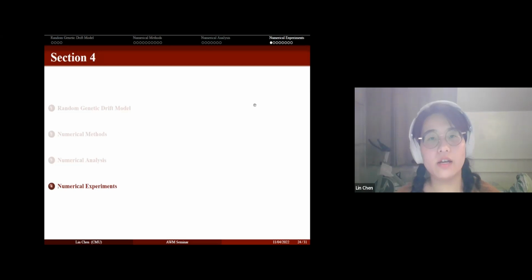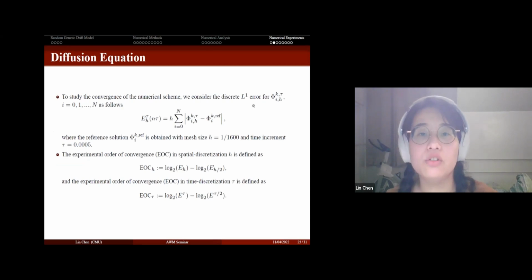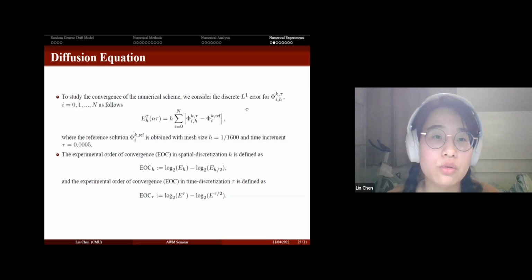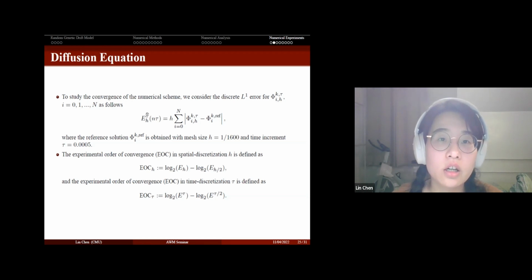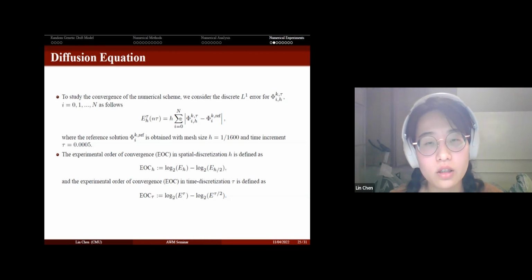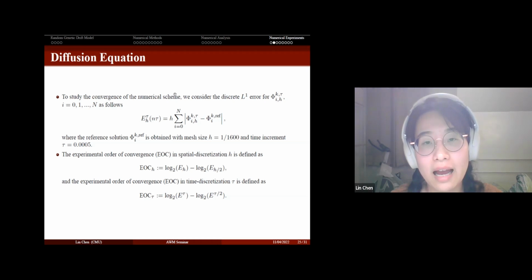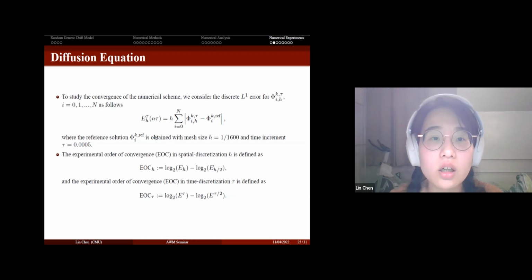Okay, so let's see some numerical results here. First, we want to study the convergence of the numerical scheme. Here we investigate the diffusion equation, which means that we don't have the v prime equals 0 in our formula. So we can express the discrete L1 norm as this formula.